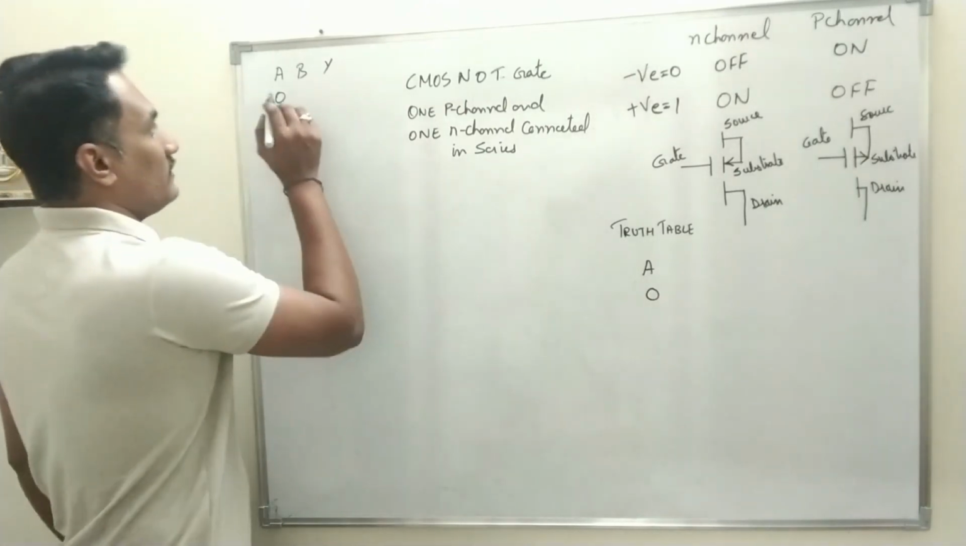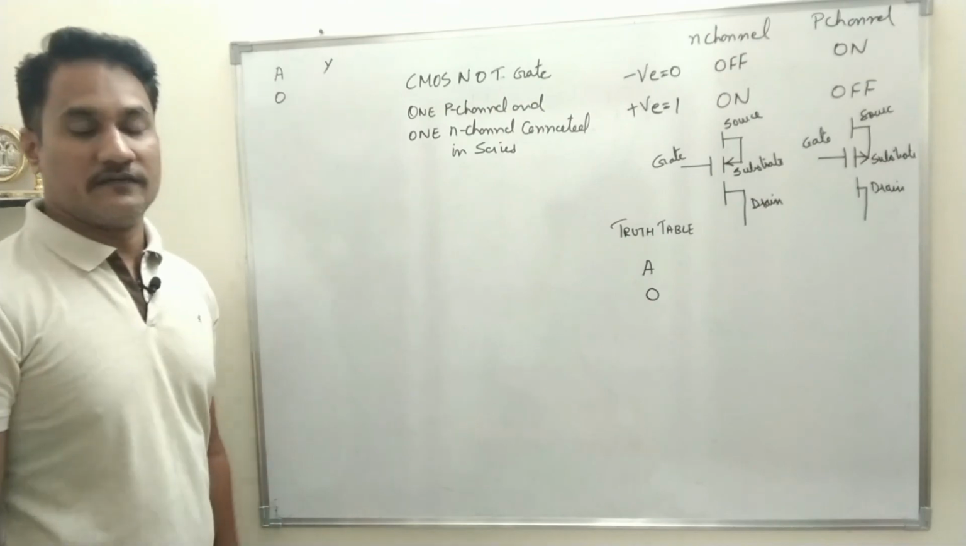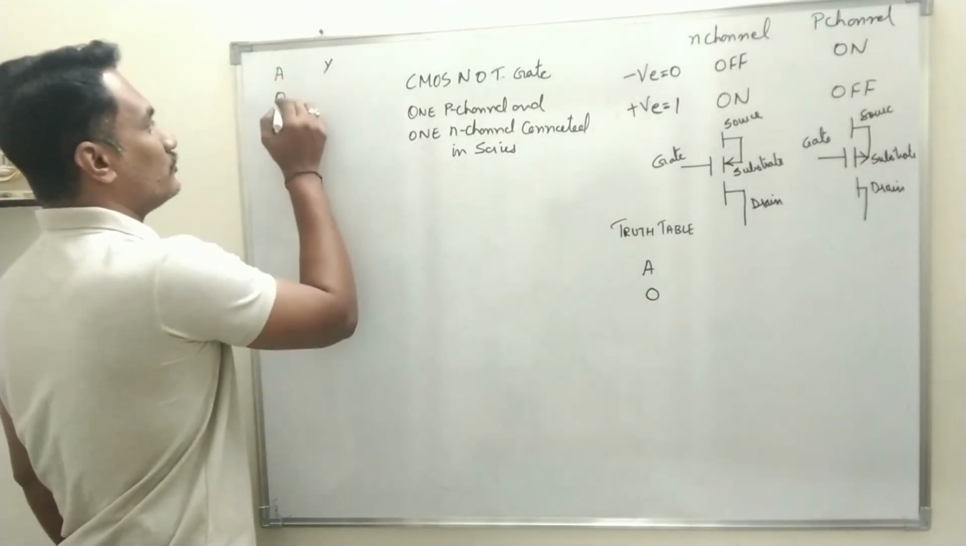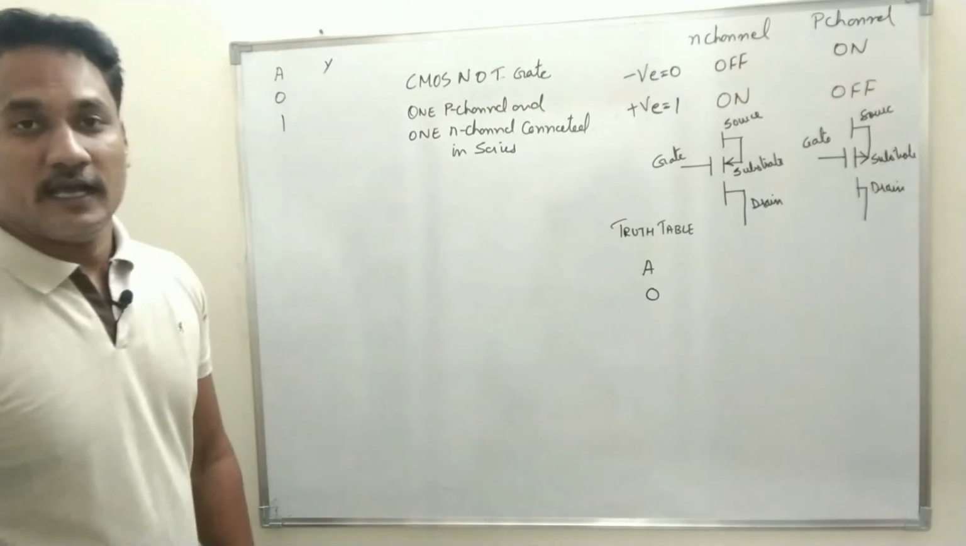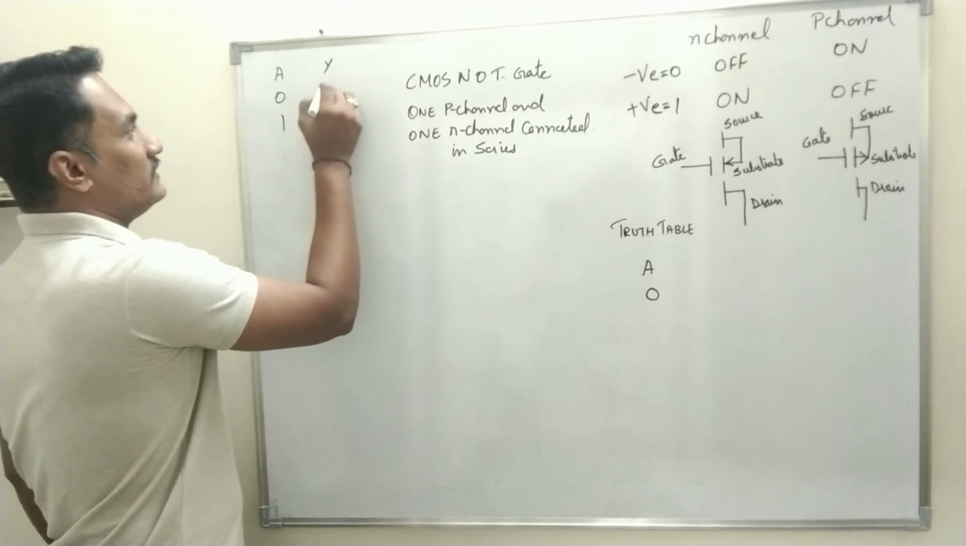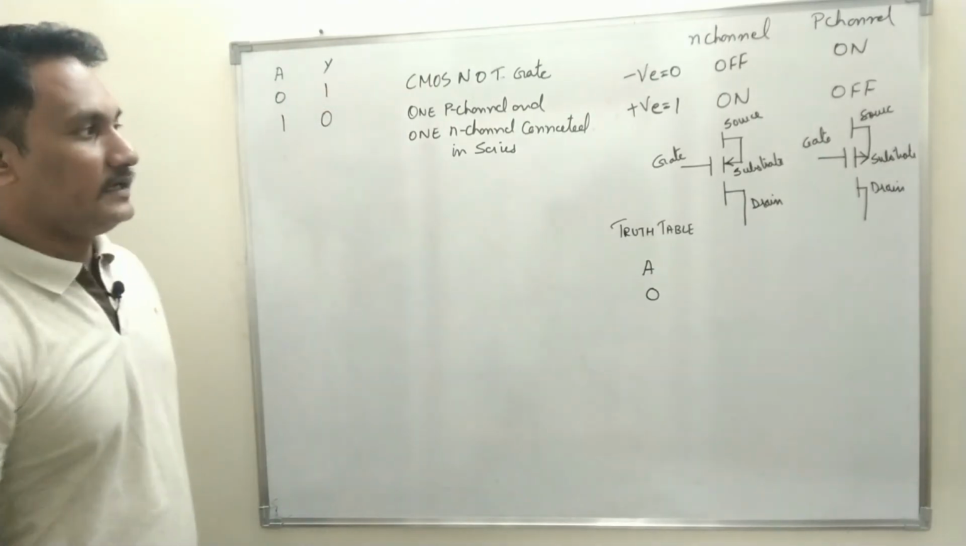So before going to that, let us try to refresh ourselves with the truth table of the NOT gate. A NOT gate has only one input, and the two values will be 0 and 1. When you give 0, you get 1. When you give 1, you get 0 at the output.